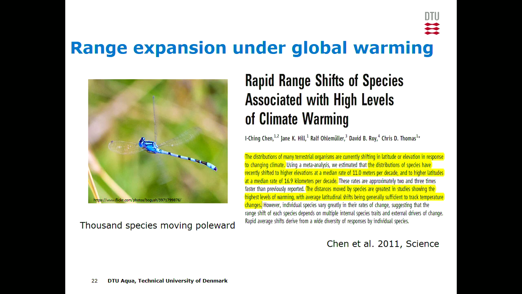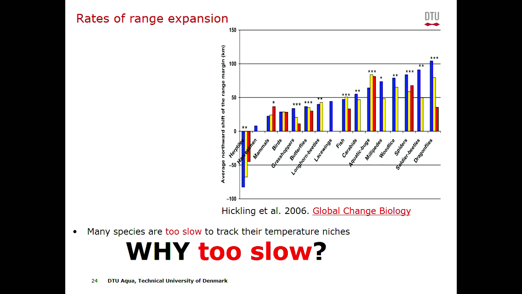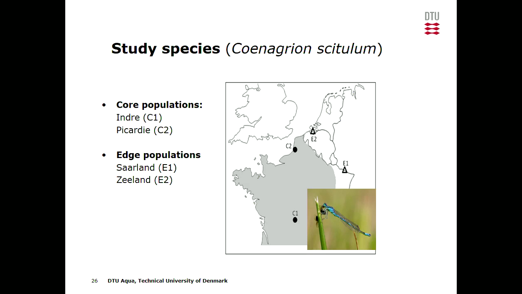For many species under global warming, as I already told before, they choose not to stay but to migrate to higher latitudes. And to do so, they have to invest more in dispersal. Dragonflies and damselflies are one of the groups that show very high range expansion under global warming. And I tested 4 different populations: 2 core populations that just stay there, and 2 expanding populations at the edge of the species range.